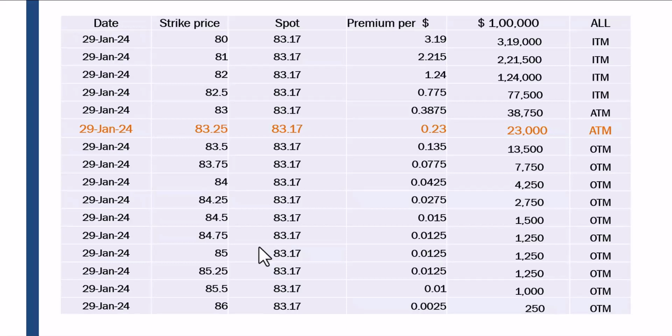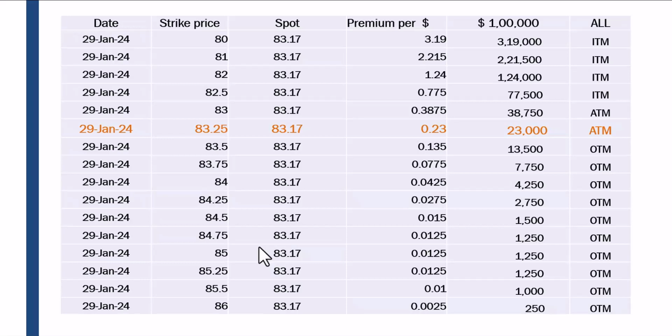If I choose 80, then I have to pay a premium of 3 rupees 19 paisa, and it is called deep in the money. The more in the money, it is considered to be much better, but it comes at a very high expense. It is very expensive. I have to pay 3 rupees 19 paisa per dollar before I book my order.